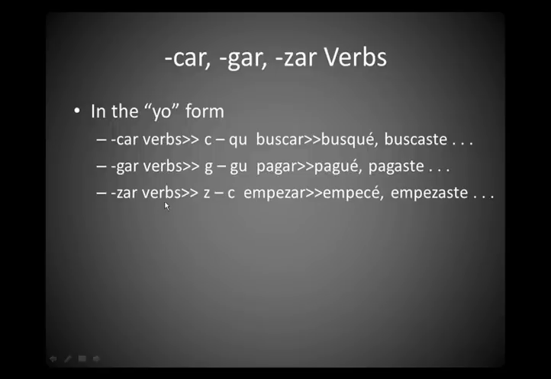ZAR verbs, like empezar, are going to change from a Z to a C, and also, once again, just in the yo form. Okay, so we make these spelling changes once again to maintain the original hard C, G, and Z sounds.